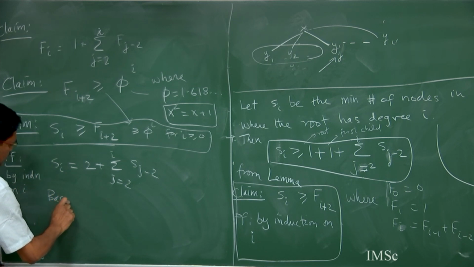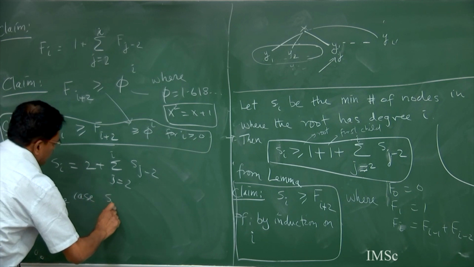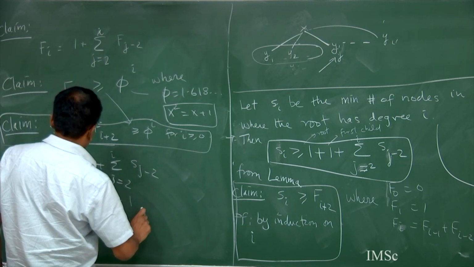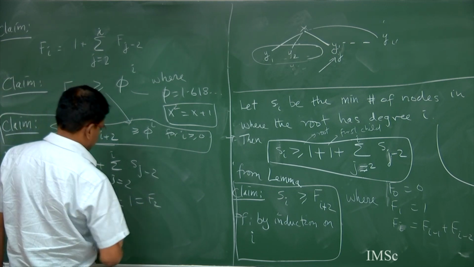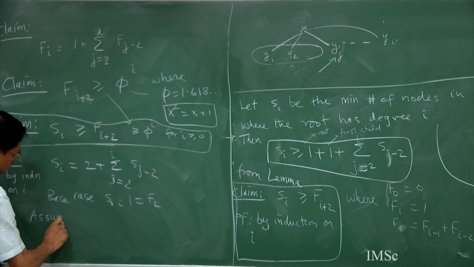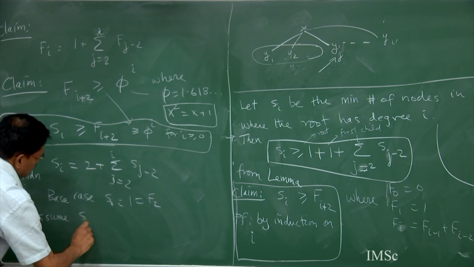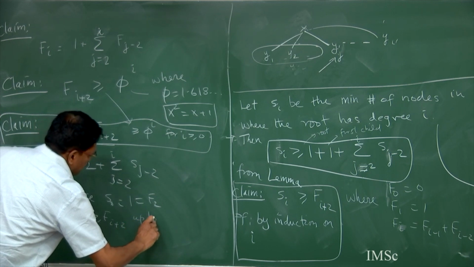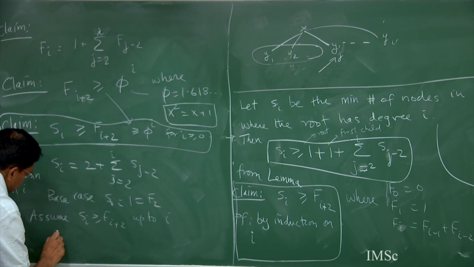Base case: S0, the minimum number of nodes in a subtree where the root has degree 0, is 1, which is equal to F2. So, that is fine, and assume Si is greater than or equal to F(i+2) up to some i. Now, let us look at S(i+1).